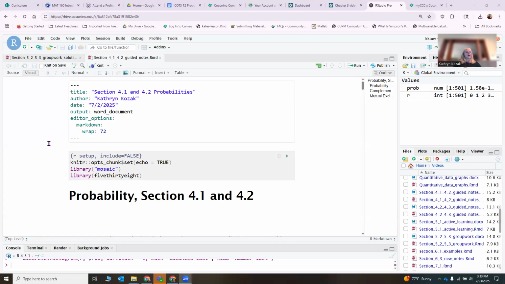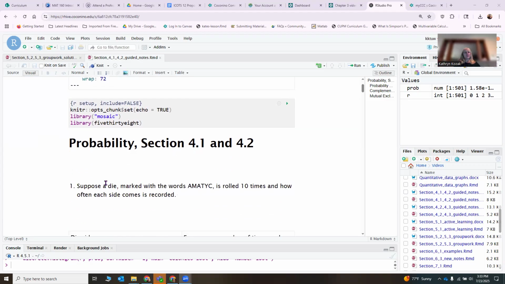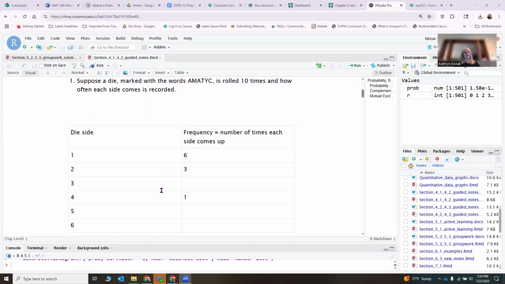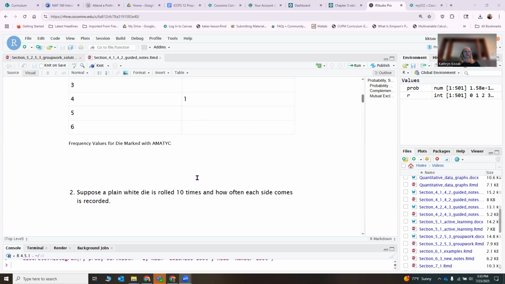Let's look at how to do some calculations of probabilities. We're going to start with this: suppose a die marked with the words "amatic" is rolled 10 times, and how often each side comes up is recorded here. When you first look at this, you might notice some things and wonder about some things. I notice that one seemed to come up an awful lot, and none of the other sides came up as often. That makes me wonder about the die.